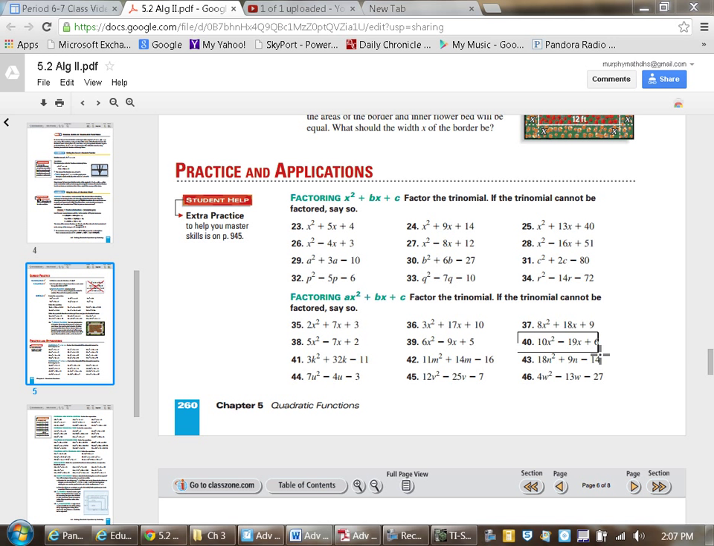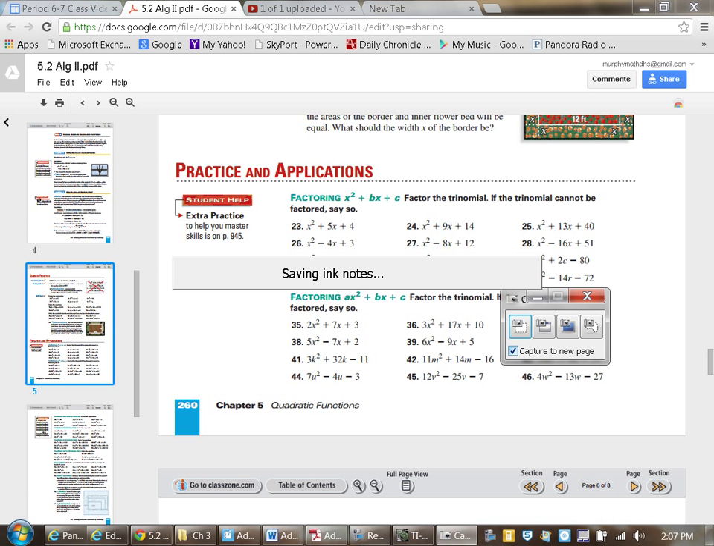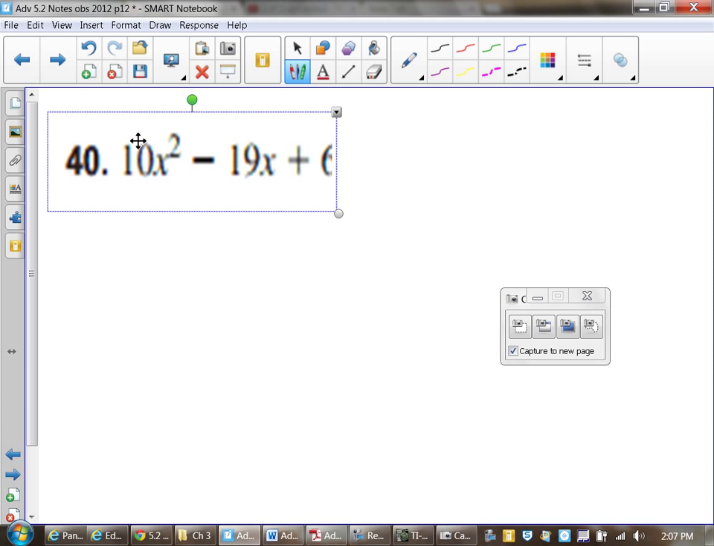What times what is 60? Negative 4, negative 15, that add together to get negative 19. Like she just said, since the product, when you multiply them out, is positive, but when you add them, it's negative, that means they both have to be negative.